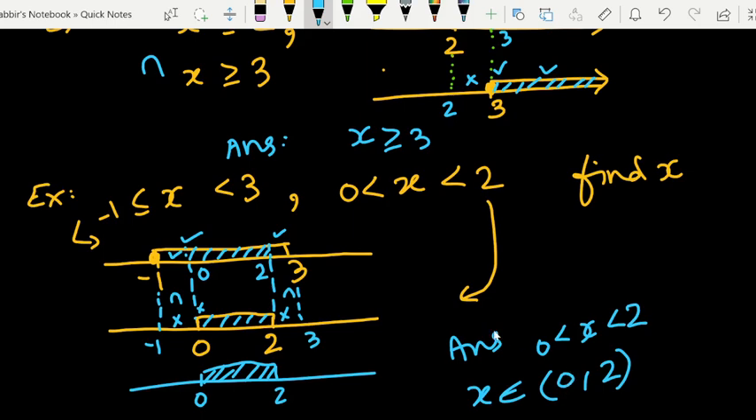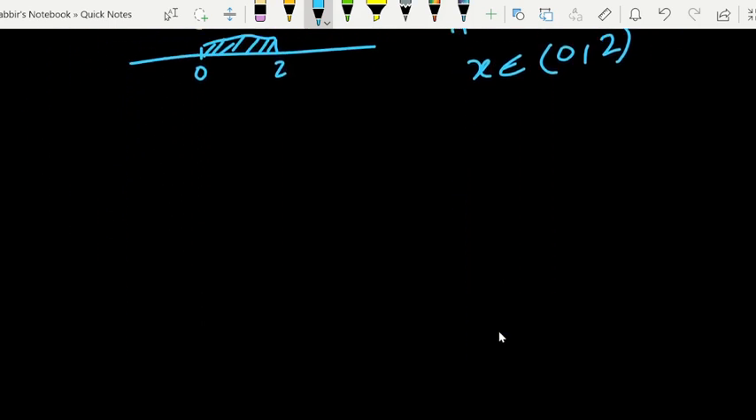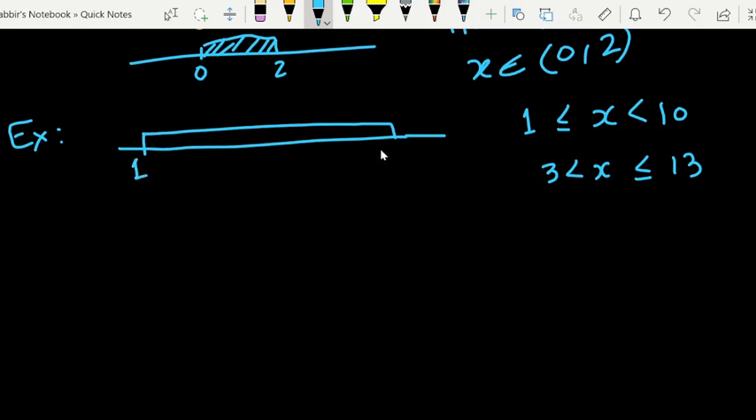Let's take another example, guys. x, 1 to 10, x, 3 to 13. So 1 to 10 I will plot here. Here I will plot 1. Here I will plot 10, and 1 is included, so I will place a dark circle here.